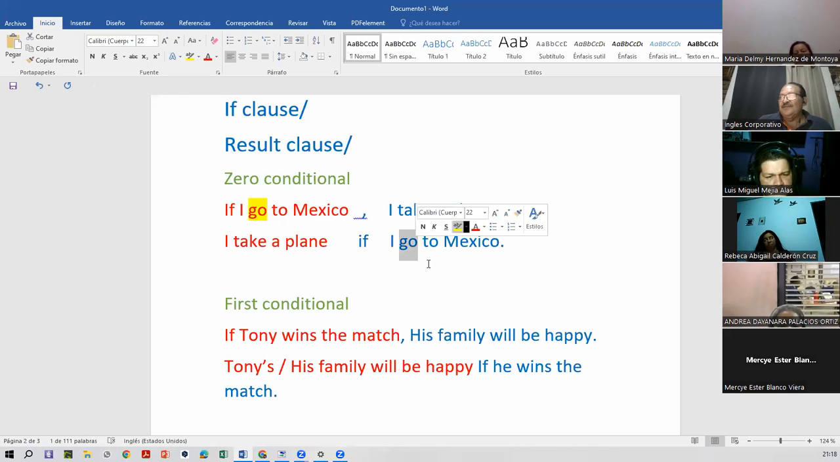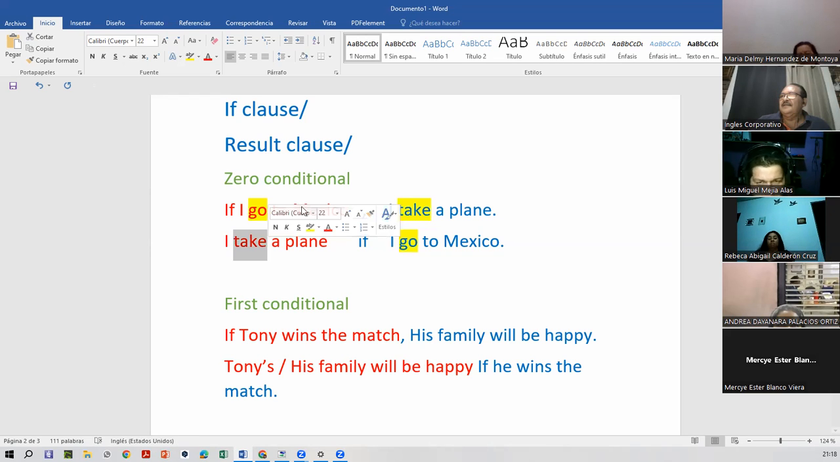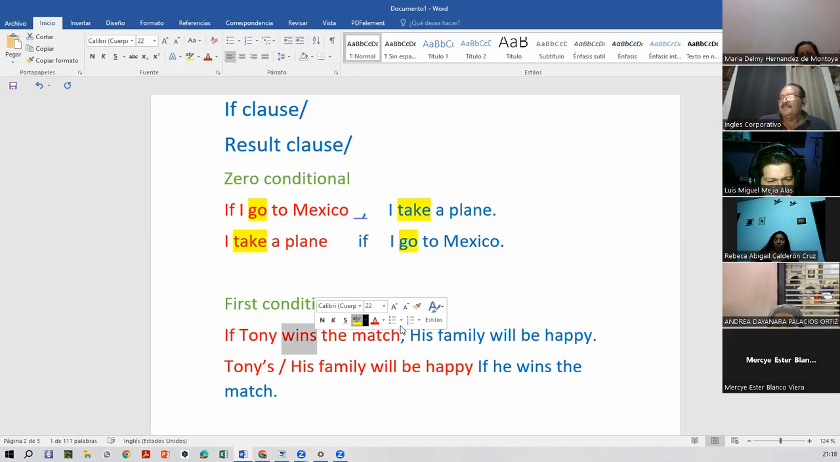Understand? No? I mean, yes, you're right, but exactly. Okay, look at this. I see in the second form, the conditional is for another person. It's not only Tony. In the zero conditional, if I go to Mexico, I take a plane. It's only talking about me. But in the first conditional, it includes other people.